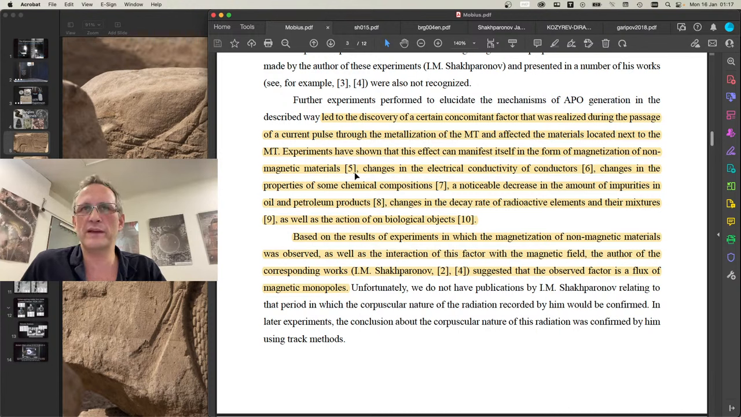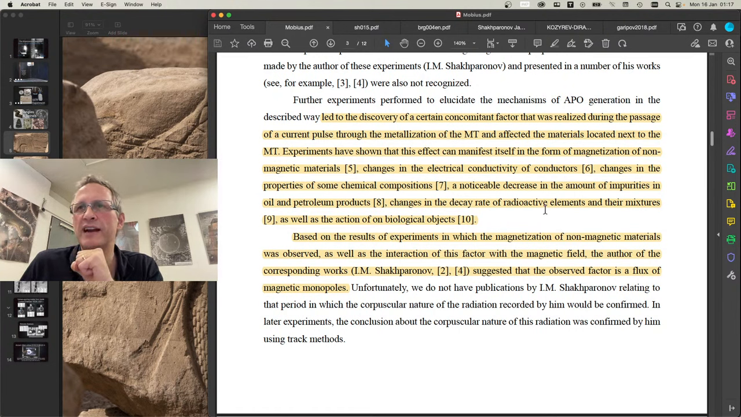Hutchison effect, what we have observed in Chalani. Changes in the electrical conductivity of conductors. This is observed by Chalani. And it was observed in, you know, I guess the Keshi effect and other people. Changes in the properties of some chemical compositions. Okay. And this would be because of the binding of the monopoles into magnetic and paramagnetic materials. A noticeable decrease in the amount of impurities in oil and petroleum products. They explain how that occurs in part of this paper, I think, or in other papers.